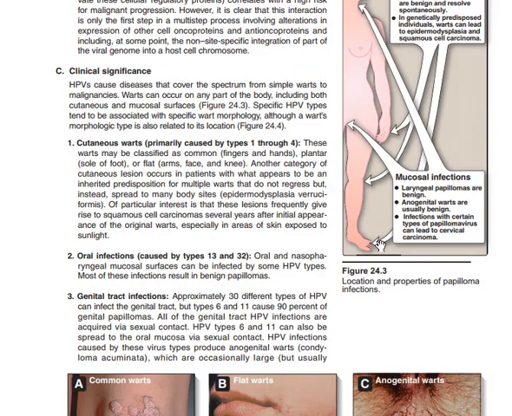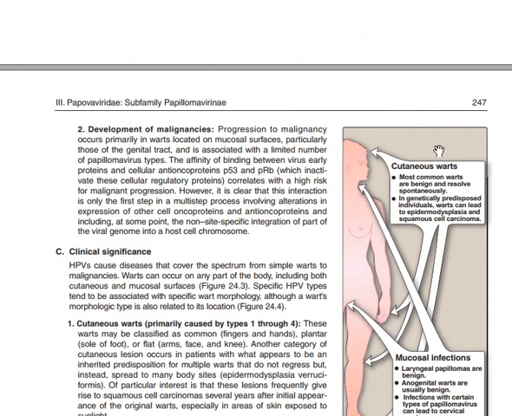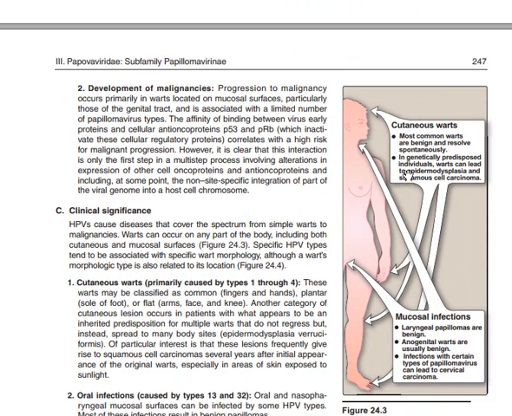Now we have two main types of wart location. You can have cutaneous wart and you can also have mucosal wart. For cutaneous wart, it's the most common wart and it is benign and resolves spontaneously. Is it clear? So that's the cutaneous wart. The most common form of wart is cutaneous, but it's benign and can resolve spontaneously.